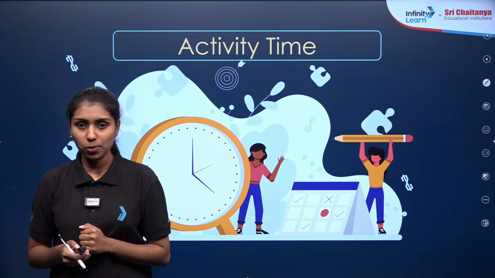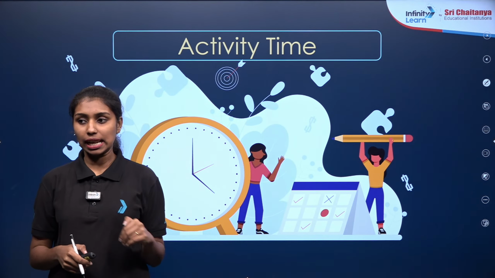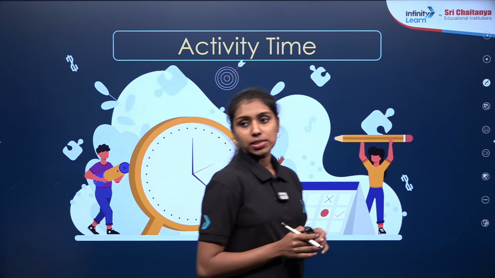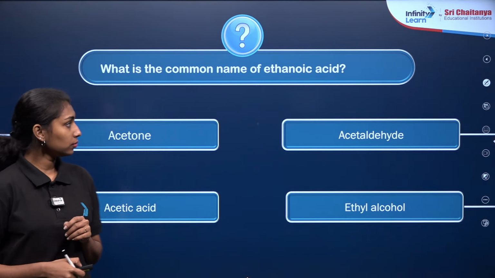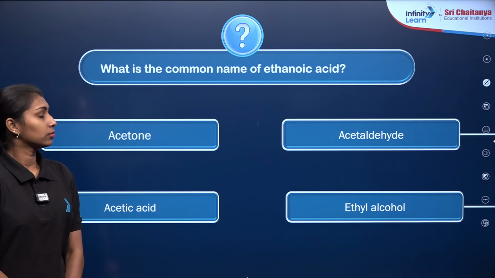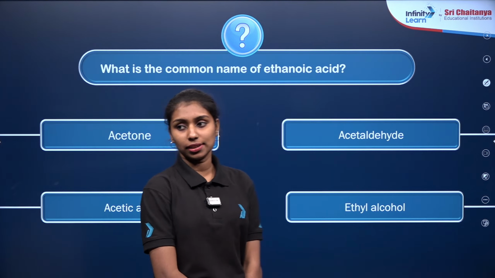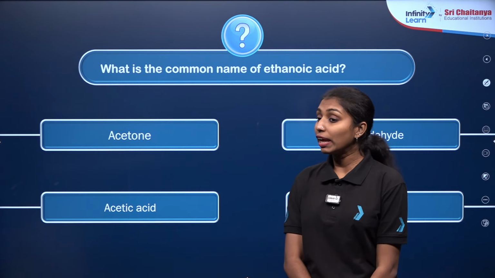Okay, now let us practice some questions based on the topics we have covered in this class. Here is our first question. So what will be the answer for this question? What is the common name of ethanoic acid?